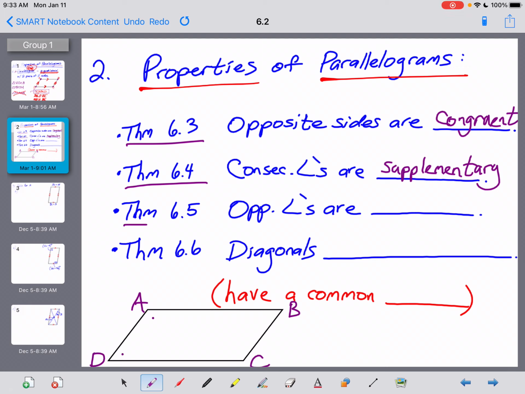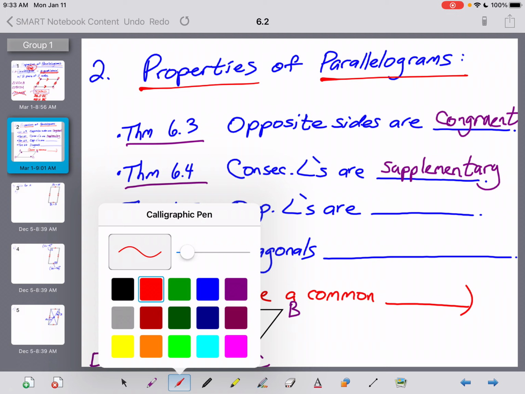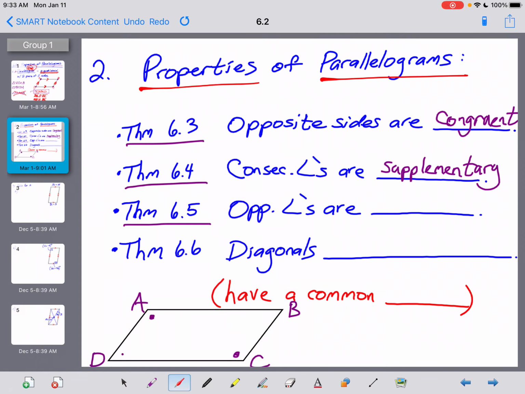How about theorem 6.5, which deals with opposite angles? Angle A right here and angle C right here. Well, building off of theorem 6.4, let's just assume for the time being that angle A looks like it's about 120 degrees. That would mean that angle D would have to be the supplement of that, which would be 60 degrees.